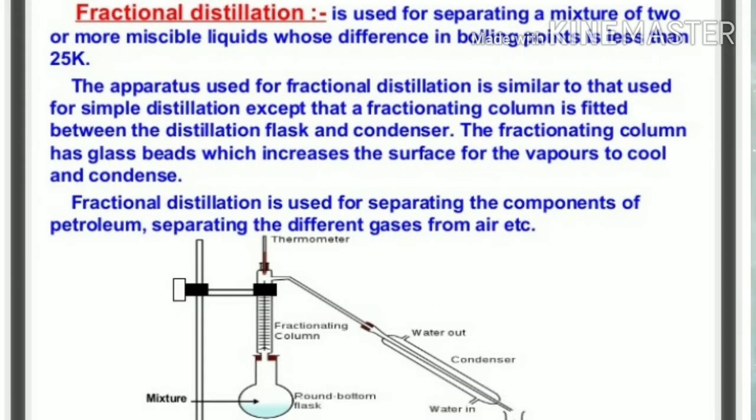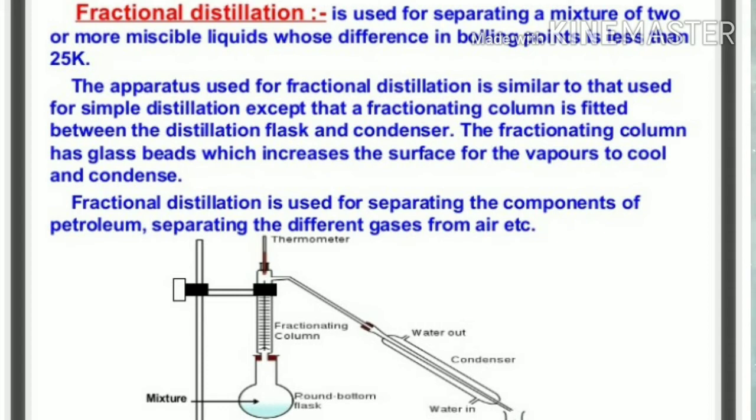Now we are going to learn about fractional distillation. Fractional distillation is used for separating a mixture of two or more miscible liquids. So if I have two or more miscible liquids mixed together which differ in their boiling point by less than 25 K, I can use a technique called fractional distillation.